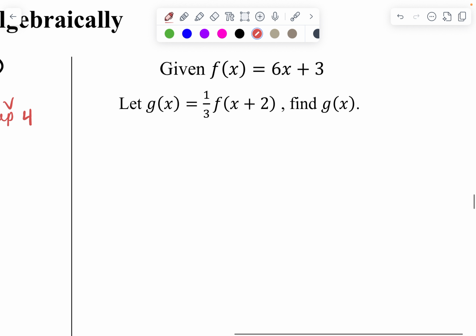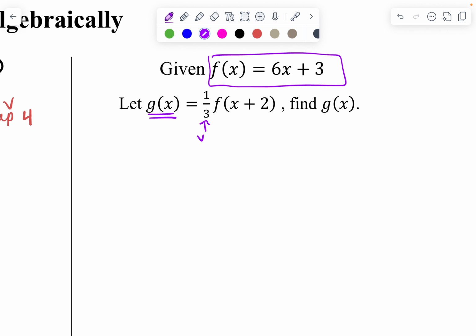Let's look at this one. So we've got f of x here, 6x plus 3. So if I'm going to look at this, remember, this is going to be a vertical compression by a factor of 1/3. So everything's getting vertically shorter by 1/3. And this is a horizontal shift where everything's going to go to the left too.